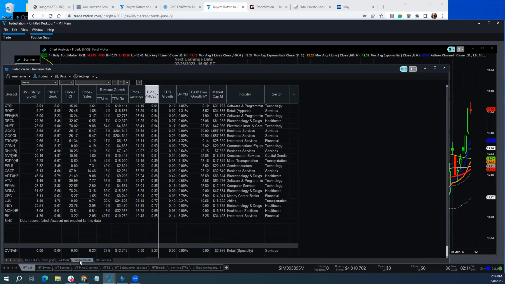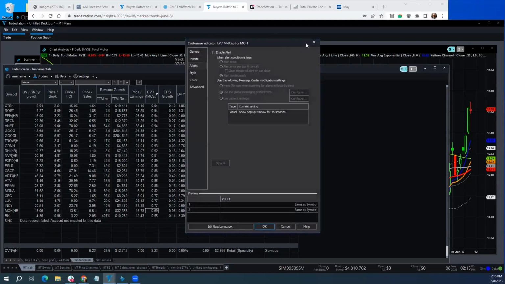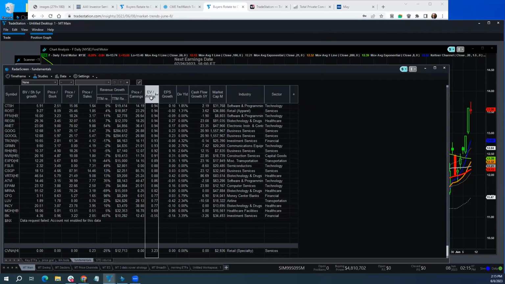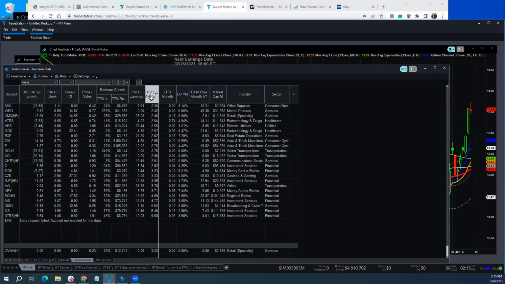So using our fundamentals tab on the MT main workspace, which is included in the zip file after you loaded the ELDs, this is a proprietary indicator I created, or a custom indicator. Looking for stuff which has an EV to market cap that's on the higher end will help identify the sort of leveraged opportunities. Okay.